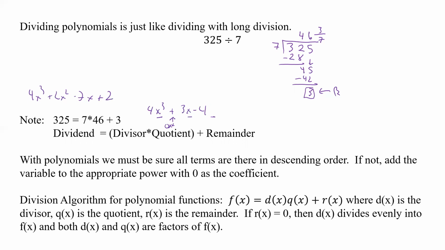Now the division algorithm for polynomial functions is going to be f of x equals d of x, basically our divisor, times q of x, which is our quotient, plus r of x, which is our remainder. Now if this r of x is 0 and we do the division, then d of x divides evenly into the f of x, and both d of x and q of x are going to be factors of f of x. So if we divide by d of x and find there's no remainder, then both of these are factors of f of x.